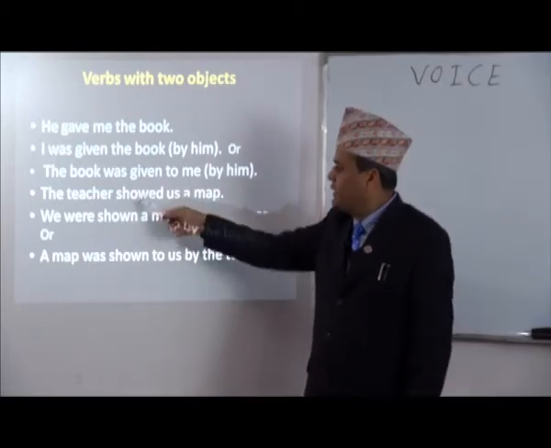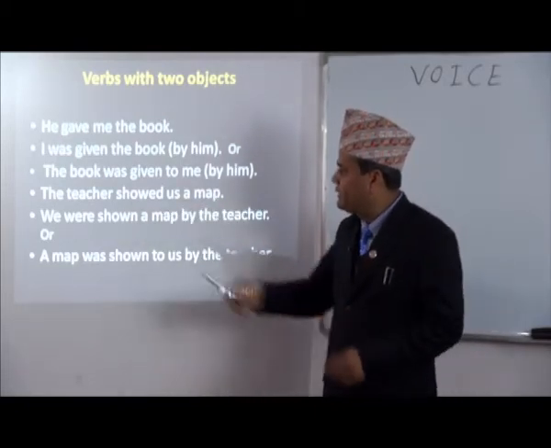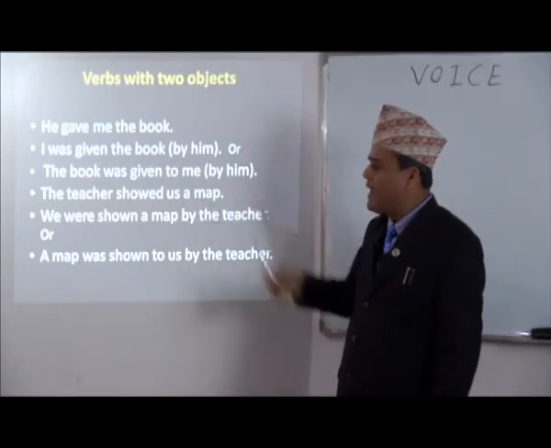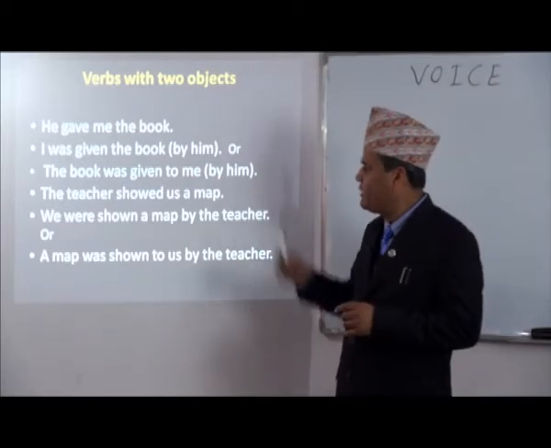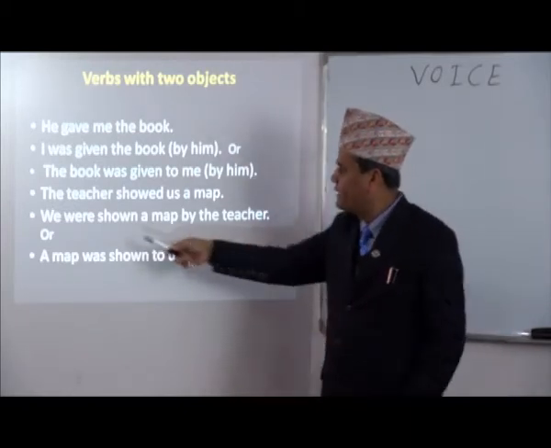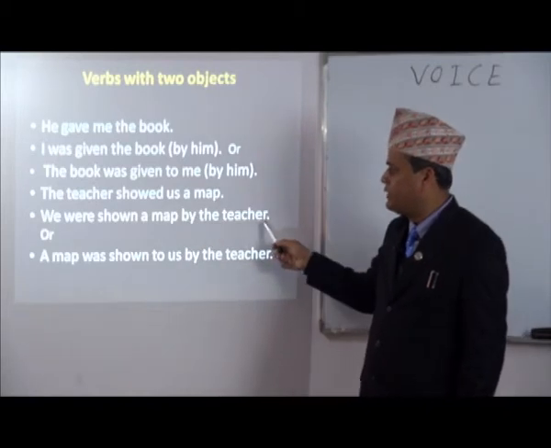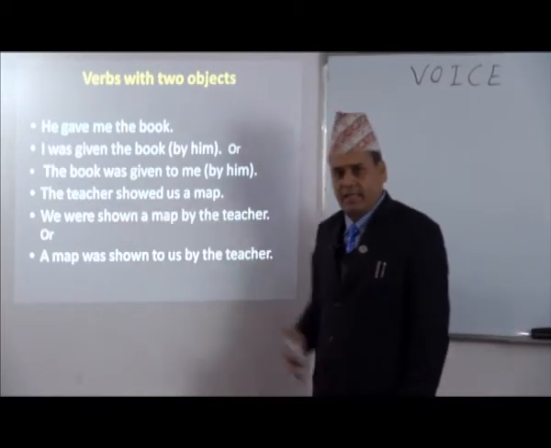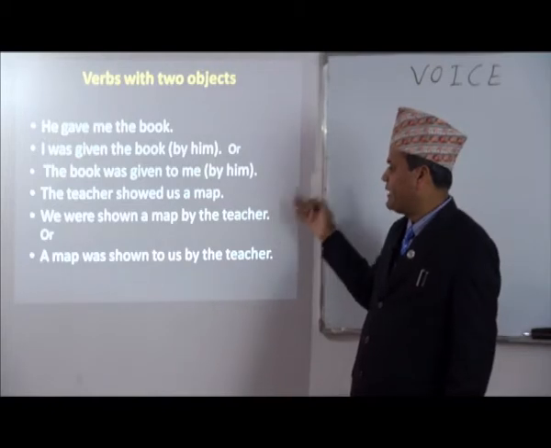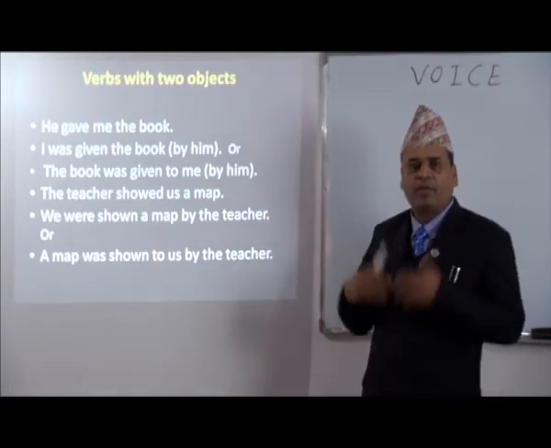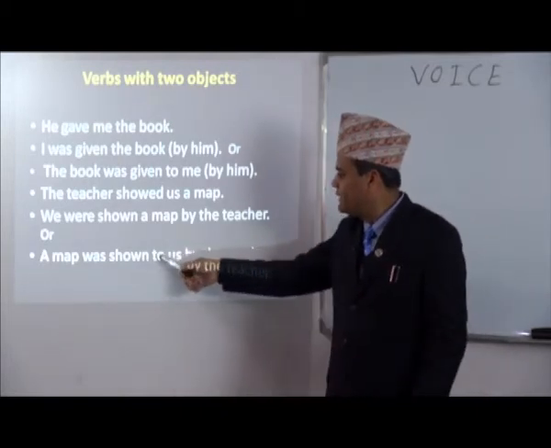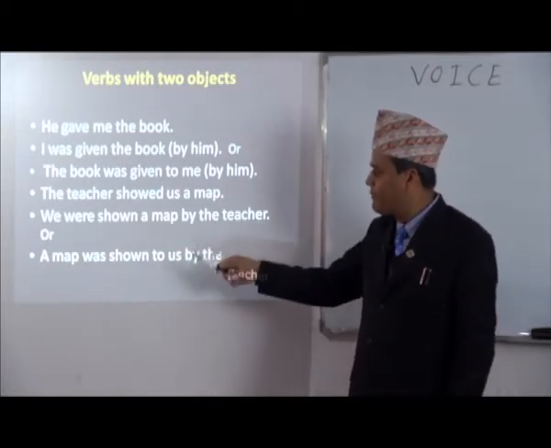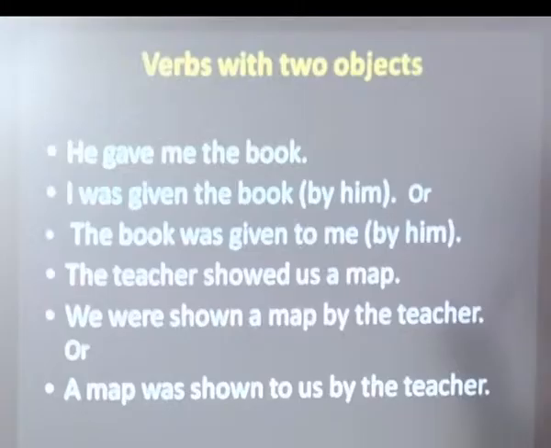Now, let's look at another example here. "The teacher showed us a map." Here also we find the double objects. In the case of double objects, we follow the same rule, like "We were shown a map by the teacher." Here "us" goes to "we." "We were shown a map by the teacher." The teacher is clear, so we use "by the teacher." And the same sentence can be changed like this: "A map was shown to us by the teacher." I hope you understood this. Now let's look at the next example.